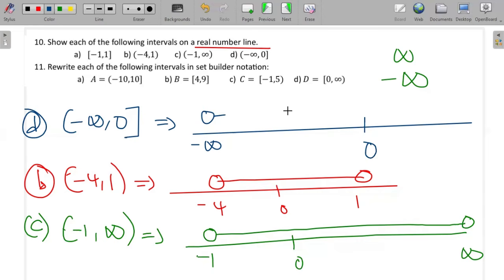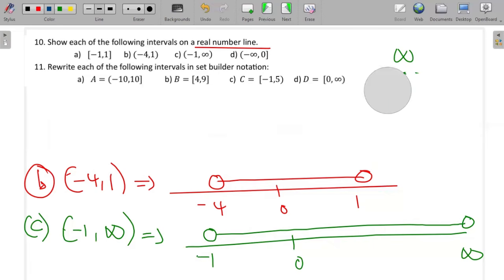And then we're going all the way to 0. But look at 0. We have a square bracket, right? So we're going to shade this part here, like that. Okay, so we have shown this on the number line. Any questions there? Okay, if there are no questions, let's look at question number 11.